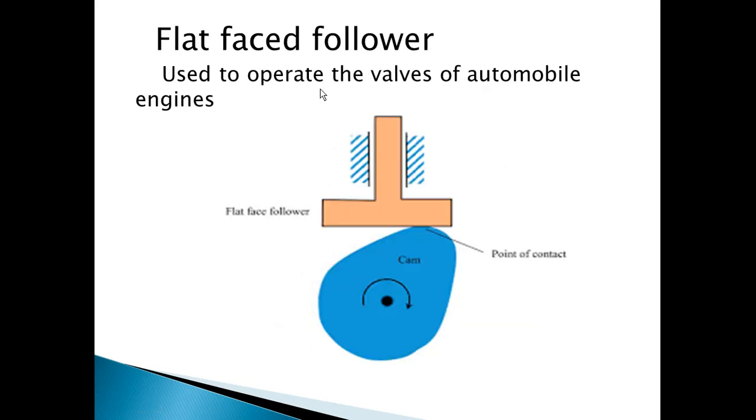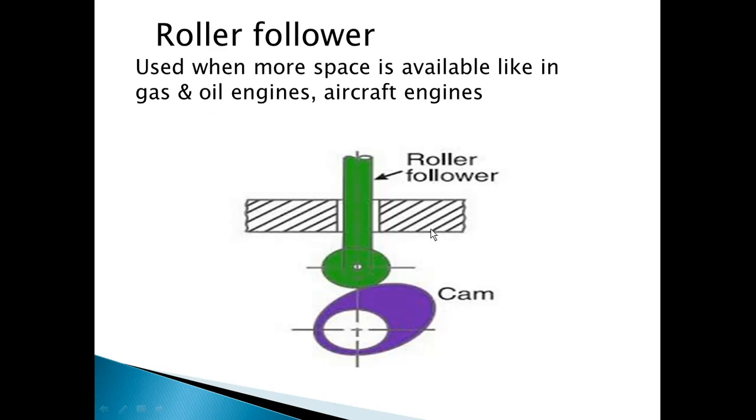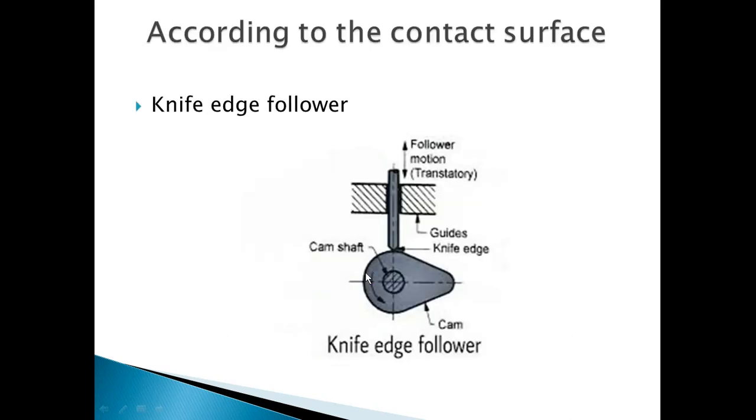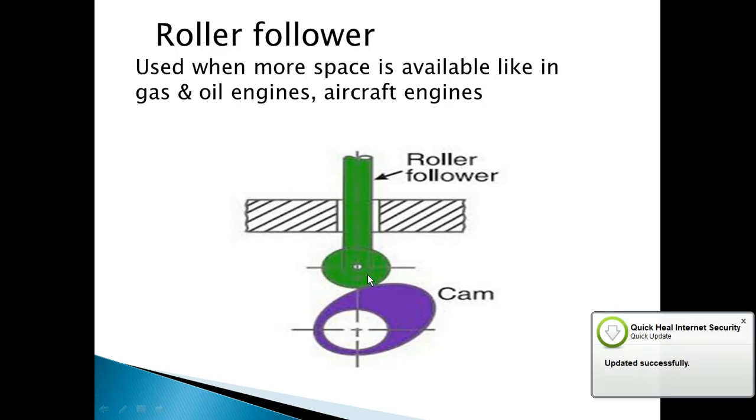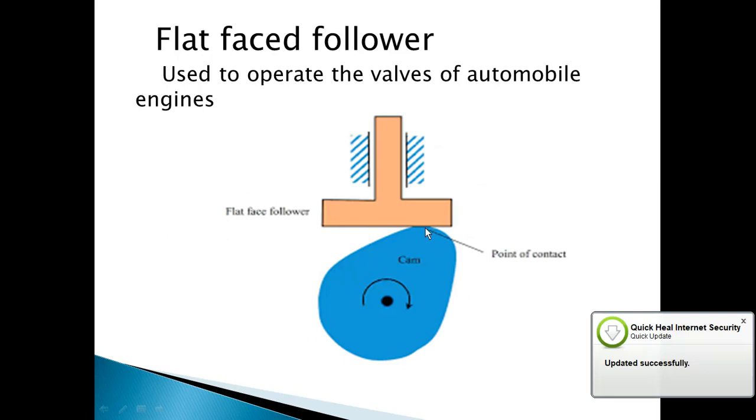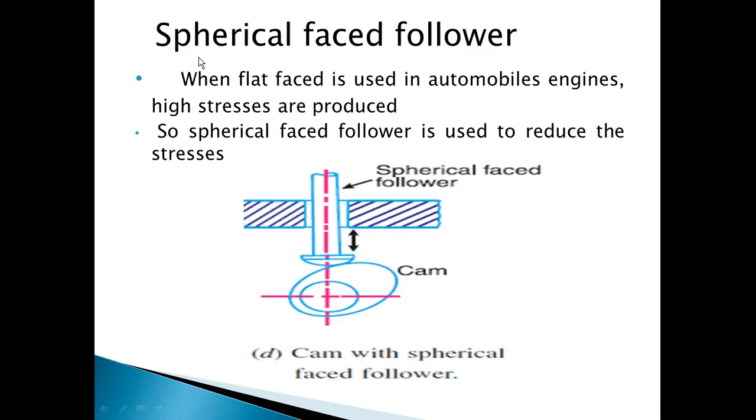The next one is the flat face follower. Once again we are changing the contacting end of the follower; a flat end has been made here instead of a roller. For the first one, it is a knife edge follower; then the end is changed, instead of a knife edge it is a roller. The third one is a flat end, which is generally used to operate the valves of an automobile engine. And the last one is under the heading of contact surface, according to the contact surface of the follower.